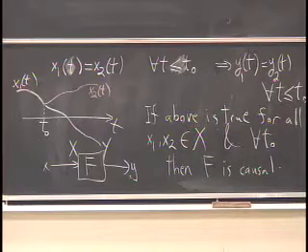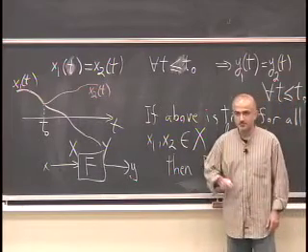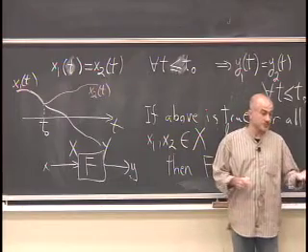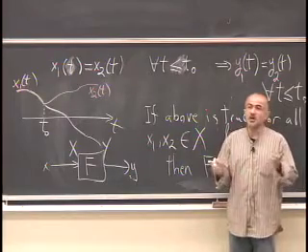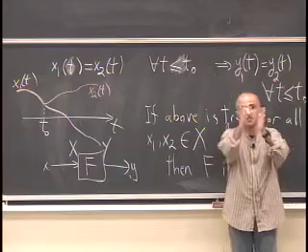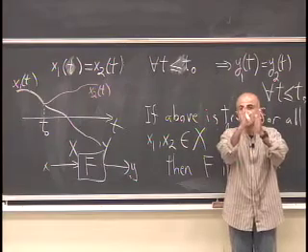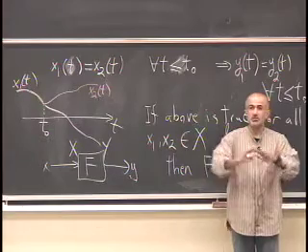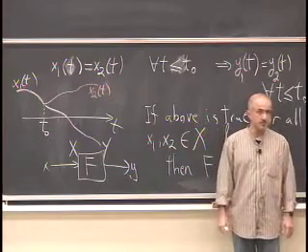Now obviously this is not a practical way of testing whether a system is causal. It's a way of showing that the system is not causal. If you want to show that a system is not causal, all you have to do is find two signals that are identical up to a certain point in time. Are the corresponding responses equal up to that time? If the answer is no, you can rule out causality.